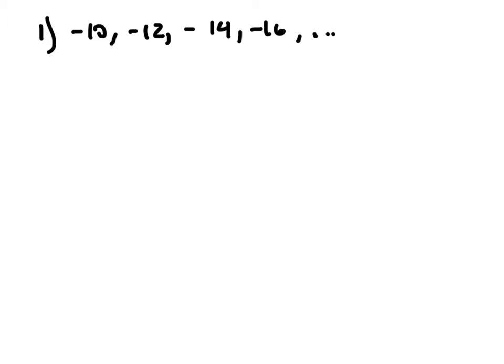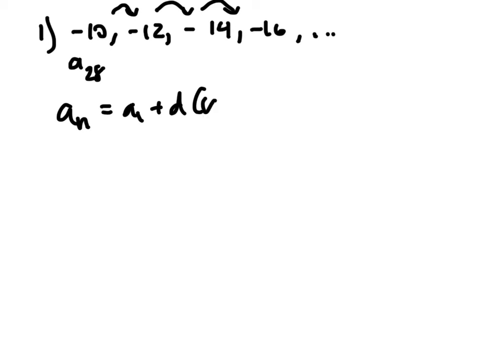Okay, this is number 1 from your midterm review day 2. I want to find the a sub 28th term of this. So to do this, I'm going to have to find the formula. So let's find that formula. This is an arithmetic sequence because every time I'm subtracting 2. So the formula for an arithmetic sequence is a sub n equals a sub 1 plus d times n minus 1.